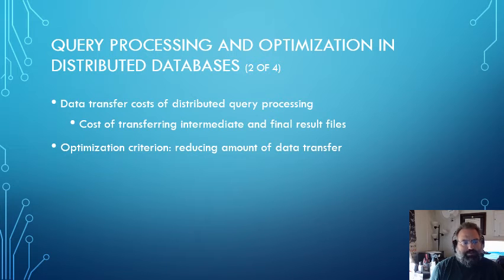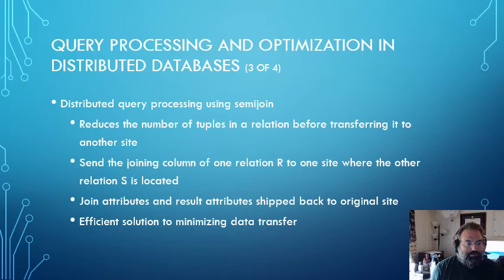Query processing and optimization in distributed databases, continued. Data transfer cost of distributed query processing is the cost of transferring intermediate and final result files across the network. The optimization criterion is reducing the amount of data transferred. Distributed query processing using semi-join reduces the number of tuples in a relation before transferring it to another site. You send the join columns of one relation R to the site where the other relation S is located, and then join the attributes, and the result attributes are shipped back to the original site. This is an efficient solution with minimal data transfer.